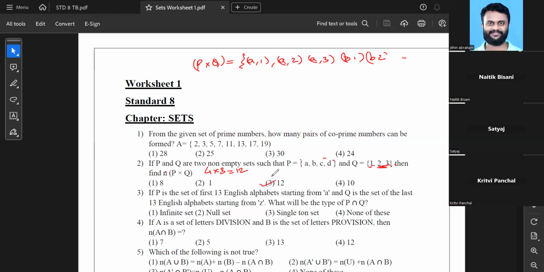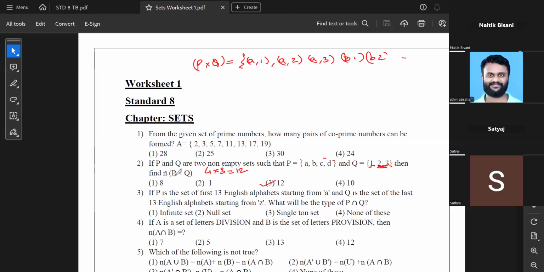Sir, I didn't get the second question. Yeah, in the second question, they have given two sets. The first set is P, the second set is Q. When you multiply them, what will be the number of elements in them? So simple logic, multiply and see. When you multiply A, B, C, D with 1, 2, 3, you'll have to multiply A with 1, then A with 2, then A with 3. So A you will be multiplying 3 times. B also 3 times. C also 3 times. D also 3 times. So 3 plus 3 plus 3 plus 3, total 12 elements.